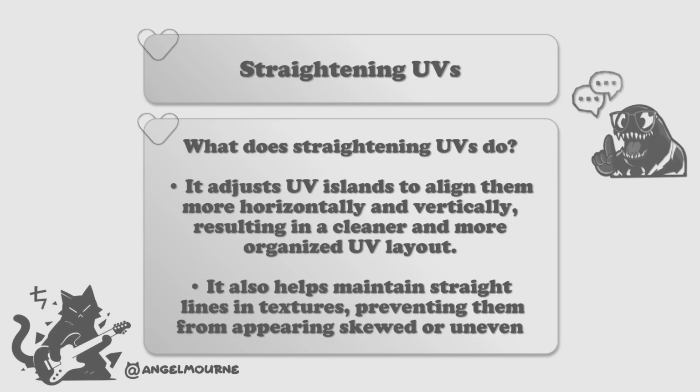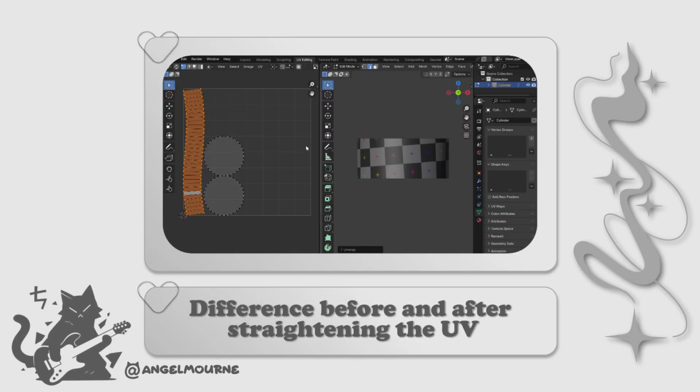What does straightening UVs do? It adjusts UV islands to align them more horizontally and vertically, resulting in a cleaner and more organized UV layout. It also helps maintain straight lines in textures, preventing them from appearing skewed or uneven. Difference before and after straightening the UV.